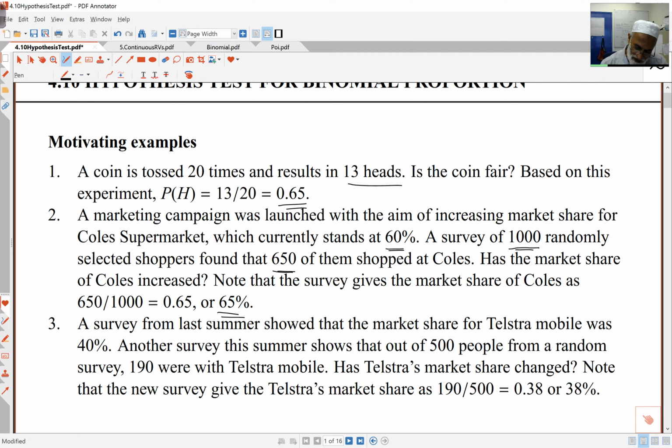Another example, Telstra's mobile share based on a survey from last summer was 40%. Another survey this summer, over 500 people at random, gave us 190 saying they had a Telstra mobile, and that's 38%. So does that mean that Telstra's share has declined from last summer?